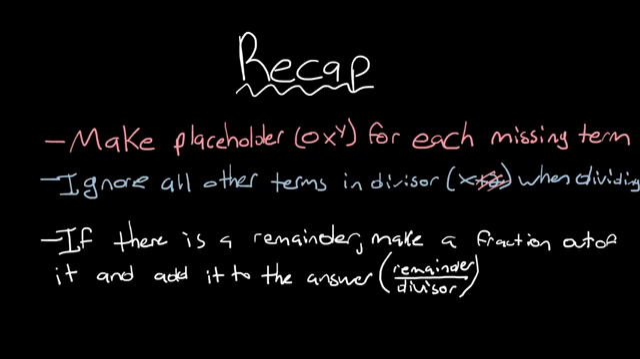Okay, let's recap. First, you rewrite the problem and add placeholders for each missing term in the dividend. Ignore all other terms in the divisor when trying to divide. And if there's a remainder, make a fraction out of it and add it to the answer.